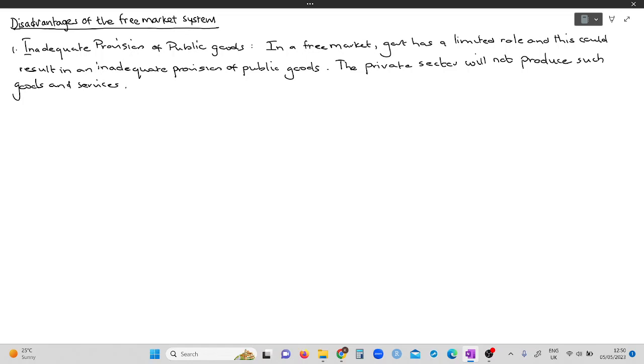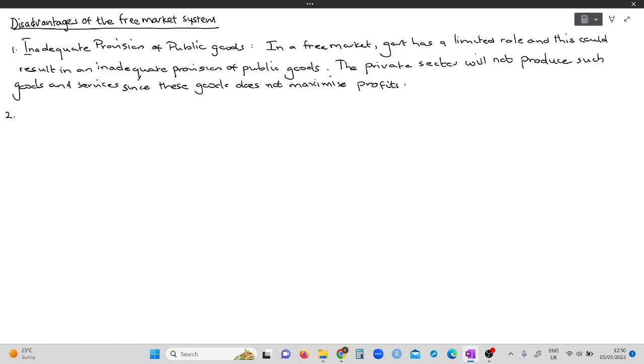Since these goods do not maximize the profit of the producer. Does not maximize profit. Okay? This was the first one of the disadvantages.